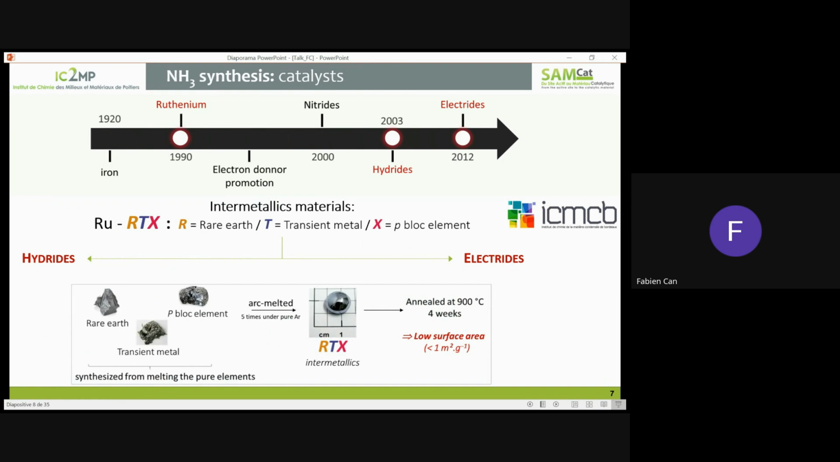And these samples have the benefit of presenting both hydride and electride behavior. They are synthesized from the melting of the pure elements. They are finally arc melted and annealed at high temperature for a very long time, 4 weeks. And as these are bulk metal samples, they have a very low specific surface area.